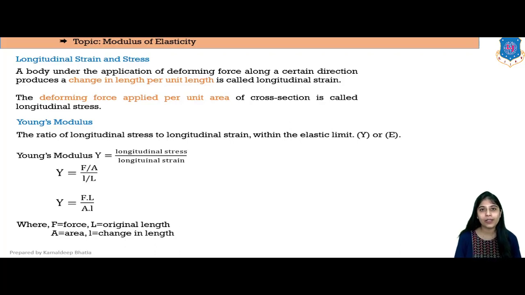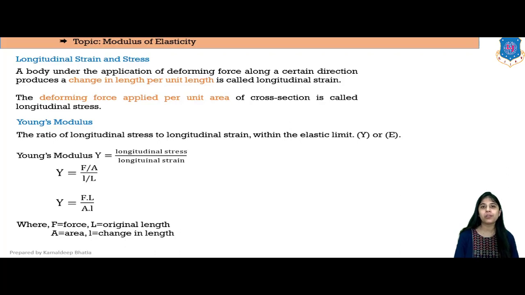This Young's modulus is represented by the letter Y or E. Sometimes it is also known as coefficient of elasticity. So if force F is applied normally to the cross-sectional area A, the longitudinal stress is F upon A. And if small l be the change in length produced in the original length capital L, the longitudinal strain will be represented by small l by capital L.